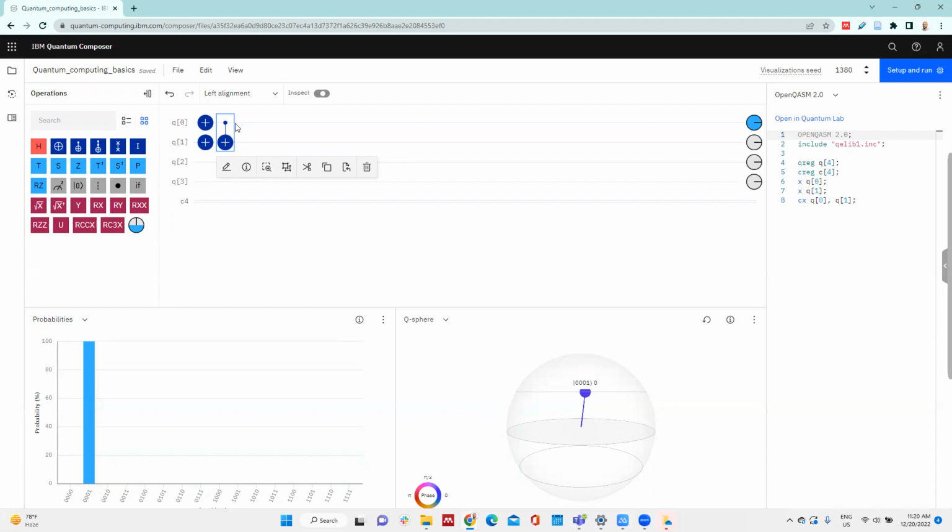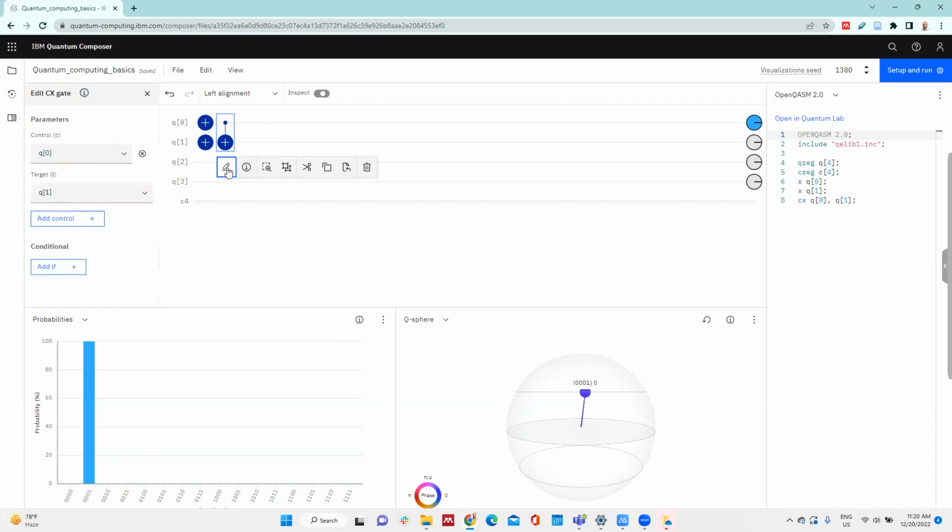Yeah, so there might be a case where we take the second qubit as the control and the first qubit is the target. Okay. And in that case, we would just like to flip it, right? So how to do that? Yeah, we can do that here.